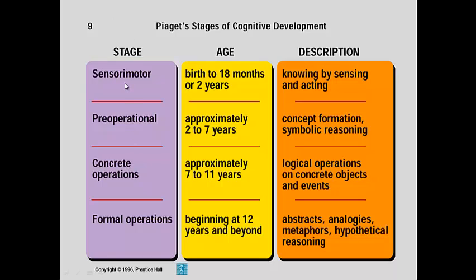According to Piaget, children go through a sequence of 4 stages of development. First, there is a sensory motor stage from birth to 18 months, 2 years. The description of this stage is knowing the world by sensing and acting, so by doing something physical and acting upon it.